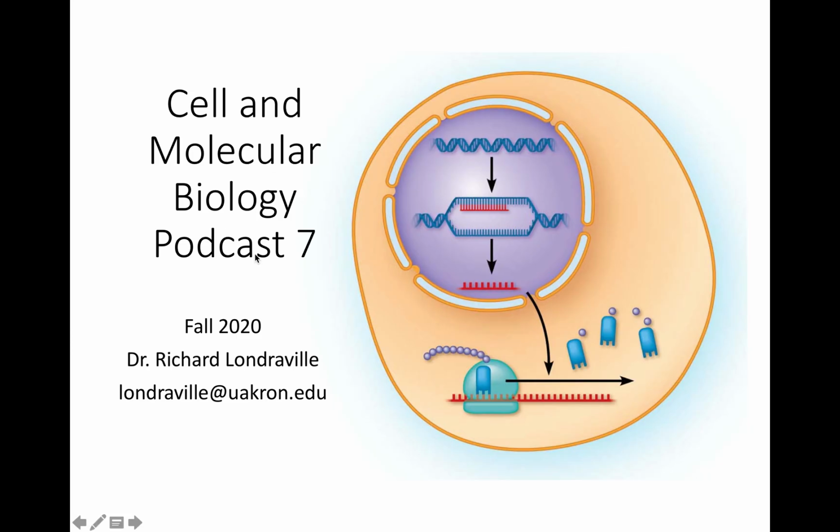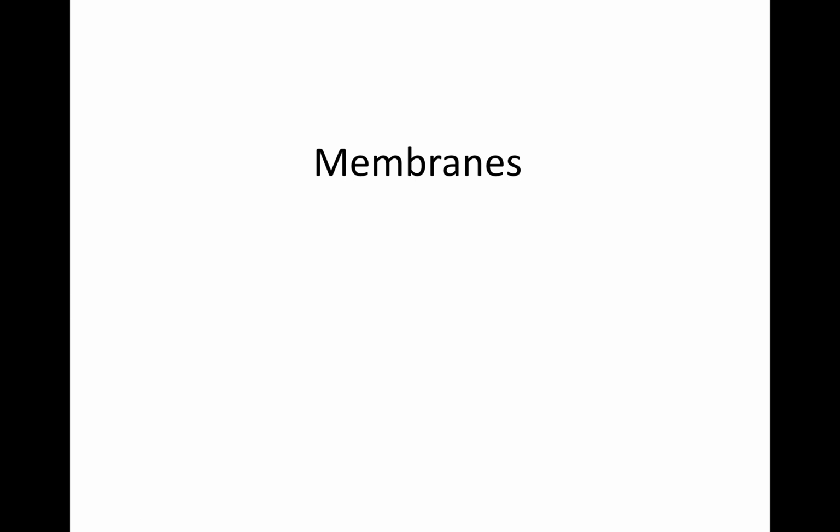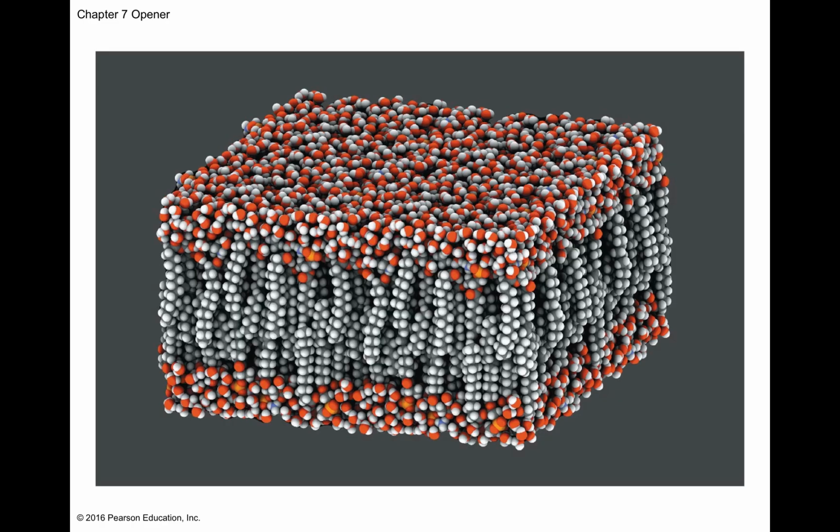This is podcast number 7, where we're going to talk about membranes. And here is a 3D simulation of a membrane. We have the acyl chain tails and the phospholipid groups. The gray on the outside would be water. So mostly a water environment facing the outside of the cell, mostly a water environment facing the inside of the cell, and a hydrophobic compartment in between.